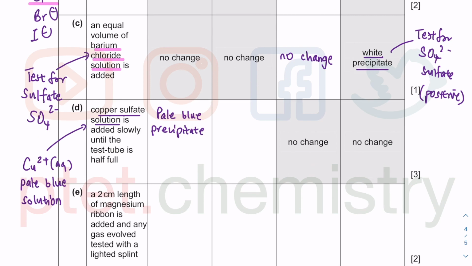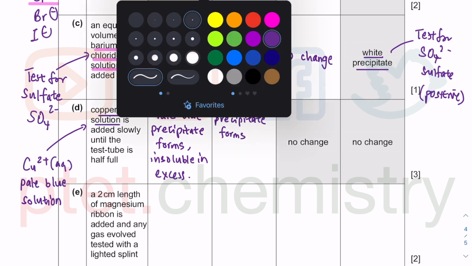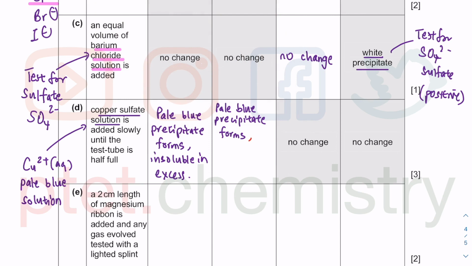forms. So precipitate forms. What happens in excess? This is insoluble in excess. It's the same story with ammonia, but the precipitate is soluble in excess. So this is the key difference here. So this is soluble in excess ammonia, which is the second column. When it's soluble, what do you form? You get a dark blue solution.